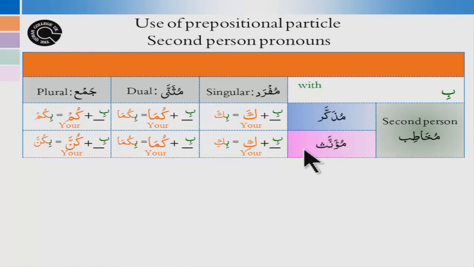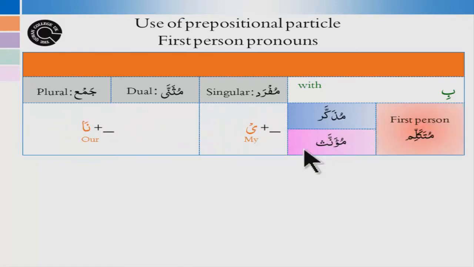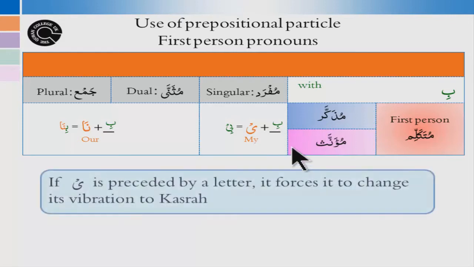And now let's apply the ba on the first person pronouns. So when you apply it on the first person singular, it will become then bi and then bina. Now if you remember, if ya is there and there is something before it, the ya forces that thing to change to the kasra, and that vibration is already kasra, so you don't have to worry about it. It will stay as it is, so it will be then bi.